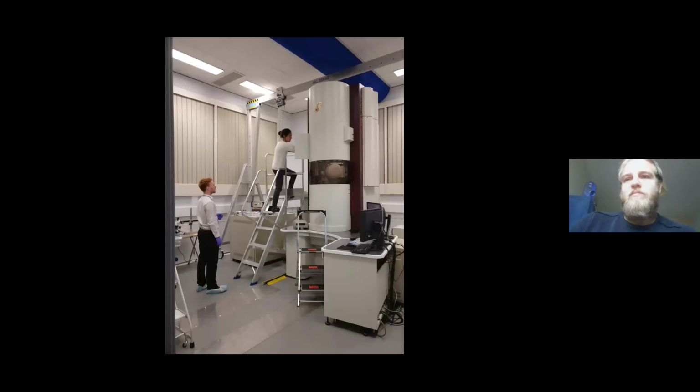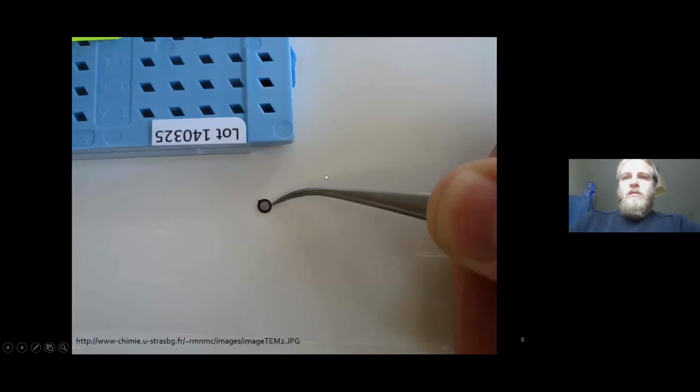They often need to be built into a special room that has special damping effects on the floor. Here you can see Judy loading a sample, filling a microscope up with liquid nitrogen. And the little bulb you can see towards the middle here, that's where you stick the sample in.